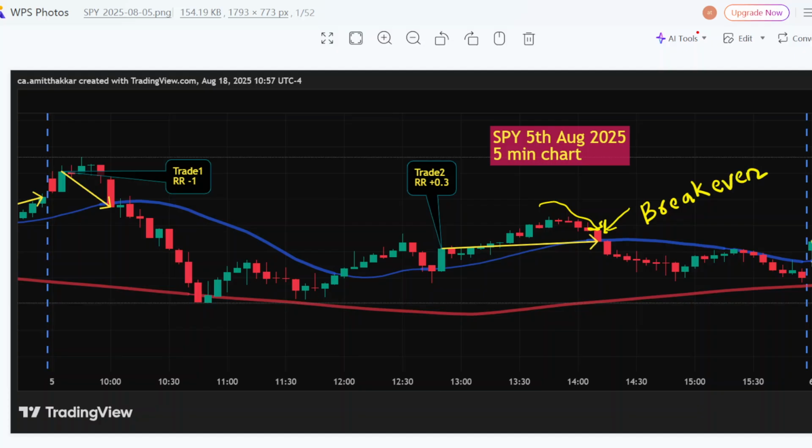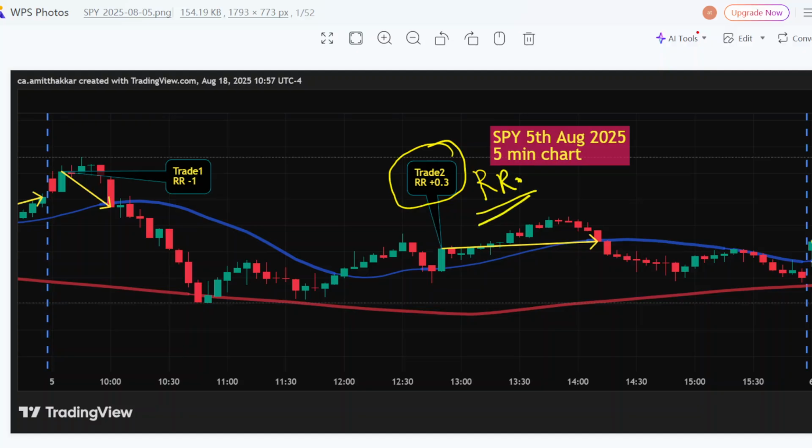So this was the second trade of the day on 5th August. The first trade was a loss of -1 R, and the second trade, in fact it is not zero, if you put a risk reward tool, you can see we have earned a risk reward of 0.03. Okay, so two positions on 5th August. The first trade was a loss of -1. The second trade is a profit of 0.3 risk reward.